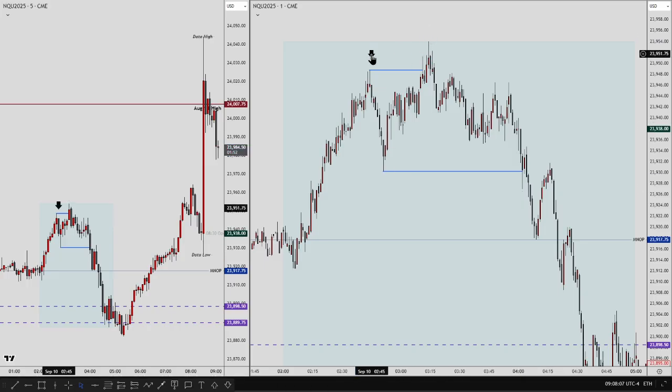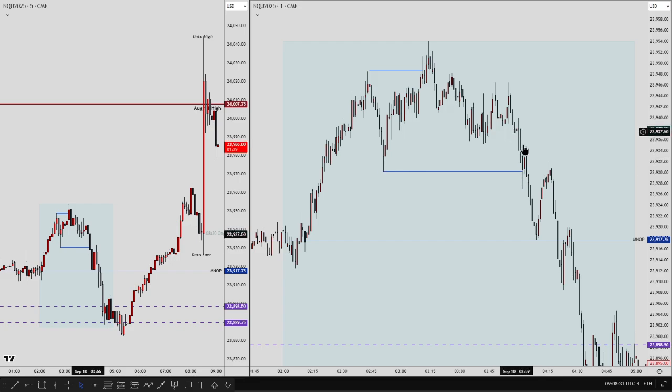So in every single reversal, there's going to be one of two things. There's either going to be a mitigation block or there's going to be a breaker block. The best market structure shifts, and you need to make note of this, is going to be the breaker block. So in this case, our market structure shift there is a breaker block.